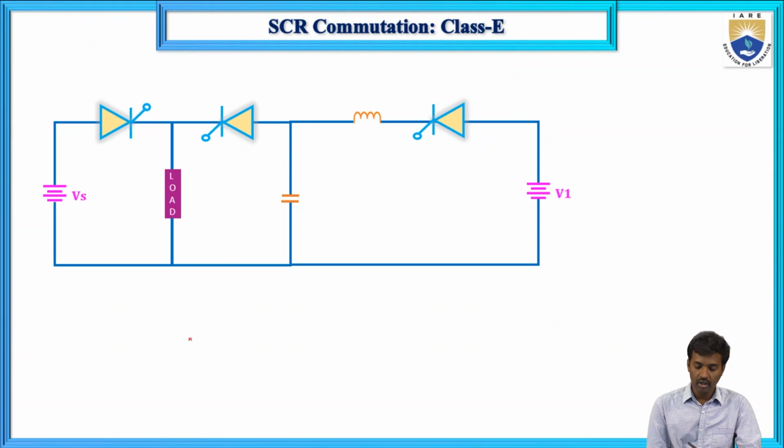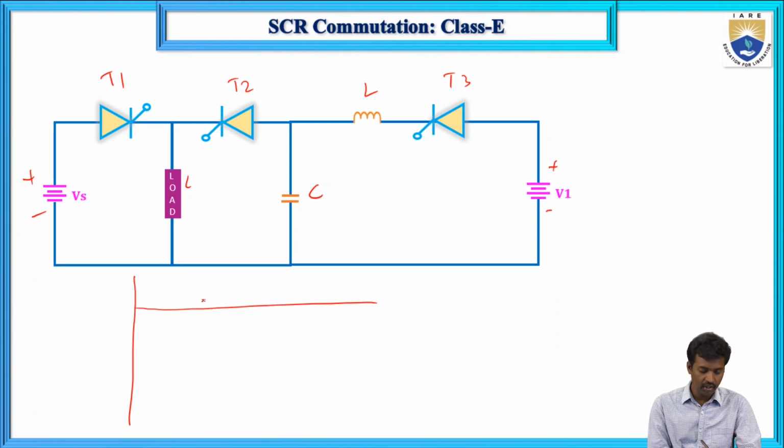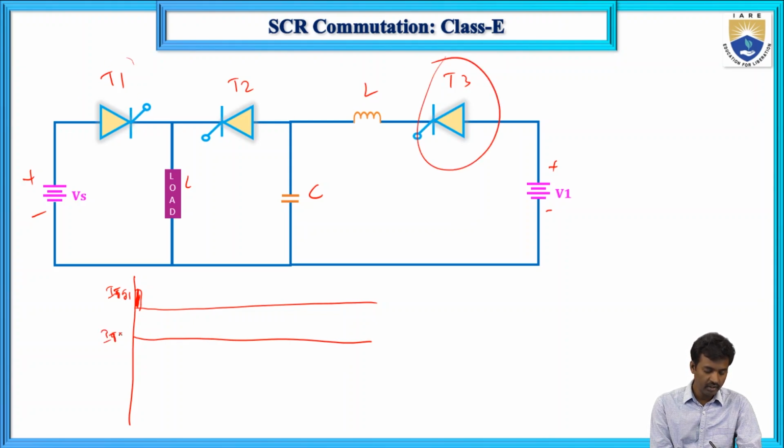Now if you see the graphs, here what are the graphs? T1, T2 and T3, L, C. This is the load. So now here V1 plus and minus and plus and minus. Now if you draw the graphs, here this is the fire gate. We are giving the gate pulse IT G1 to this one, and next to turn off this one, IT G3. We are firing here.